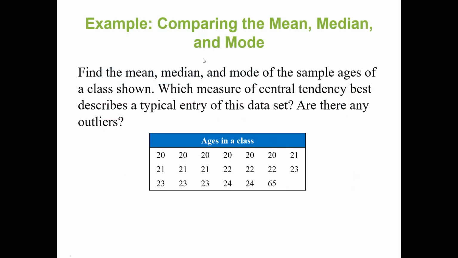Okay, the next one, we want to compare between mean, median, and mode. We want to do a comparison. Why are we doing a comparison? Because we are trying to look at which metric we should be using to find the central tendency, or to look where is the middle part of this data set. Where is it? So it says which measure of central tendency best describes a typical entry of this data set.